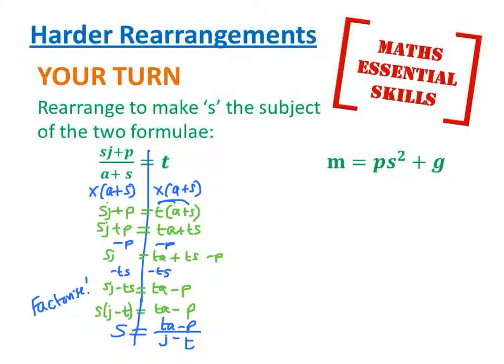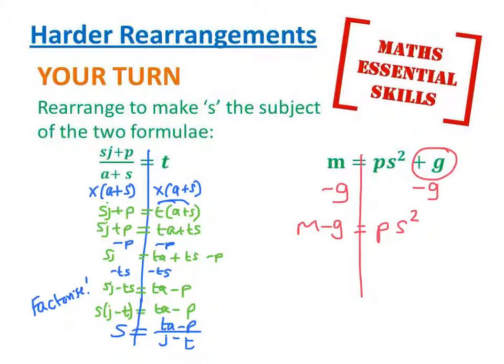On the right, again, think about inverses. PS squared add G. The first thing I'll do is remove this add G by taking a G off both sides. Now I've got P multiplied by S squared. I want S on its own, so let's now divide both sides by P to give me M minus G divided by P equals S squared. And finally, to get rid of a squared, we square root. This leaves me with the square root of M minus G over P equaling S.